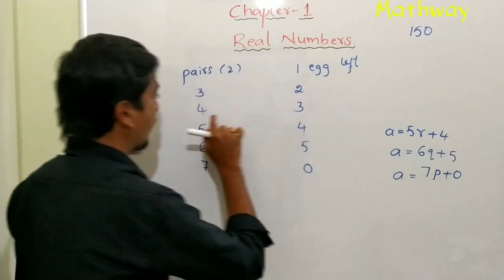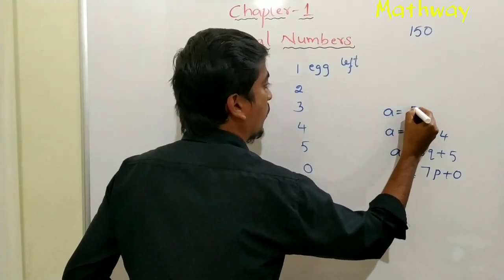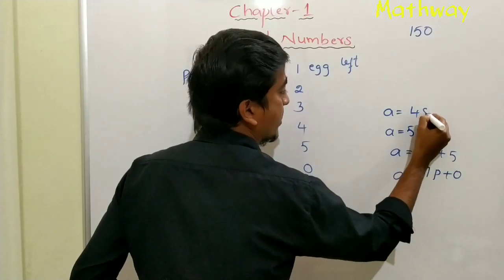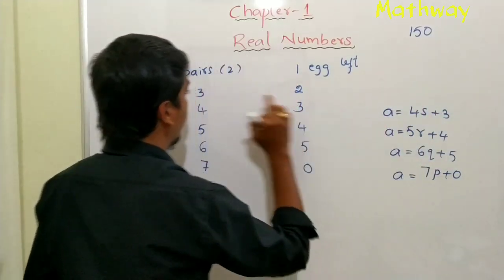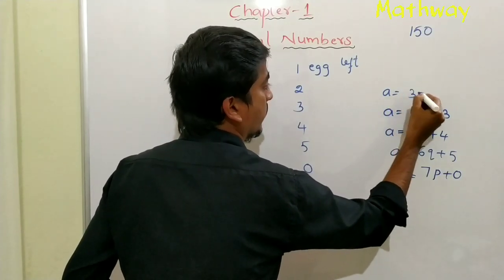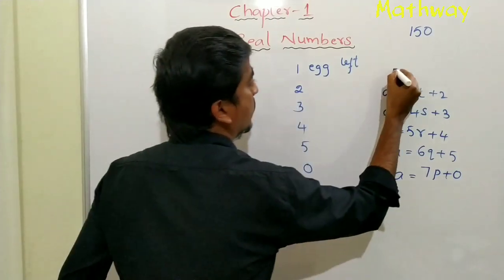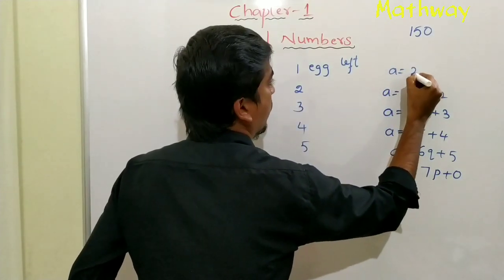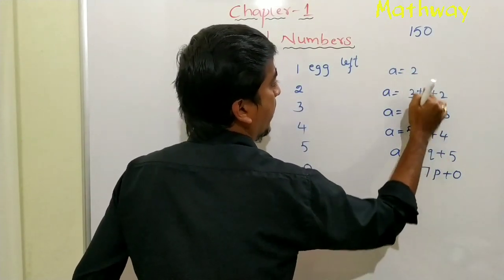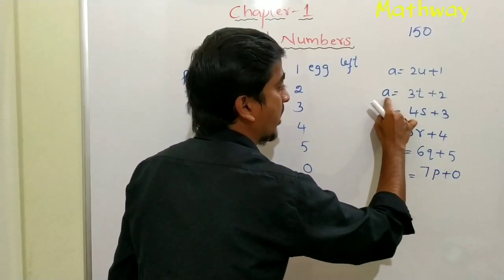If you count by 4, 3 will be left. So A equals 4s plus 3. Count by 3s, so A equals 3t plus 2. We count by pairs, so A equals 2u plus 1. So now we have to find what the A value is.